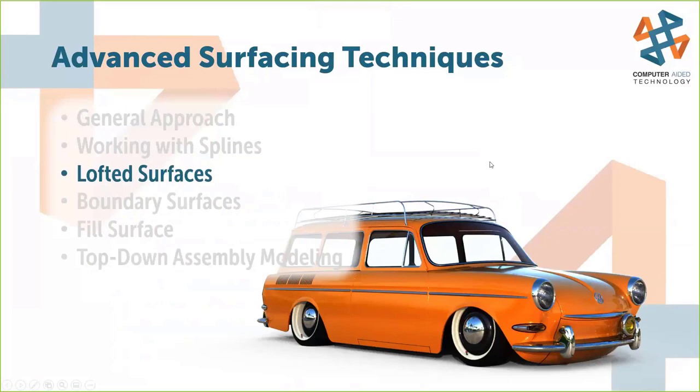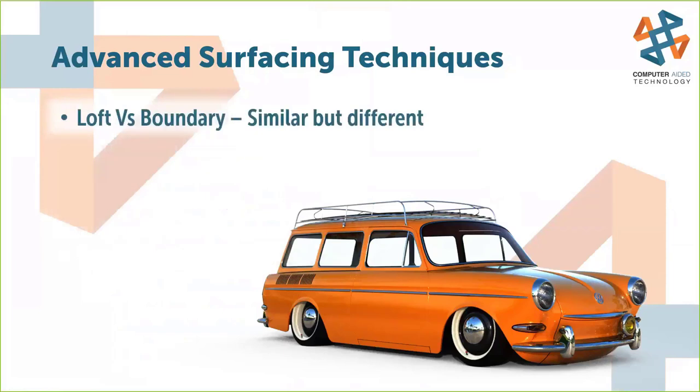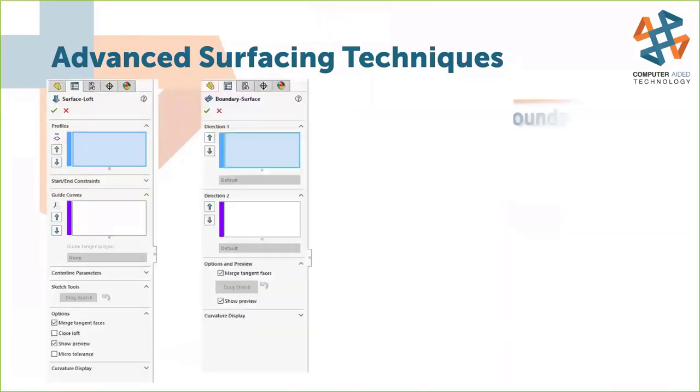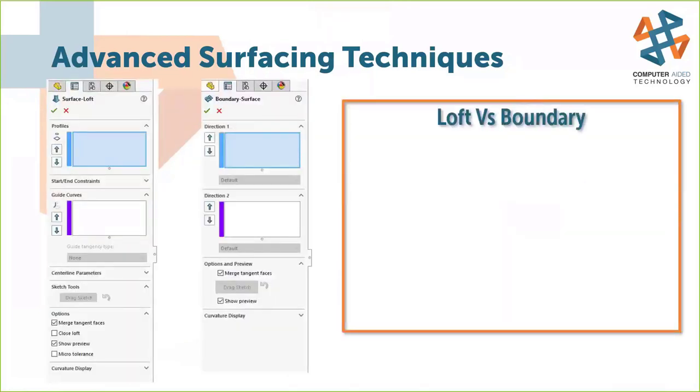So next we're going to take a look at lofts and how they're similar and different to boundary surfaces. So similar but different. If we were to look at each feature side by side, you can see that they look very similar to one another. So in a loft, we've got profiles. Those profiles are the primary way that we influence the shape of that resulting surface.